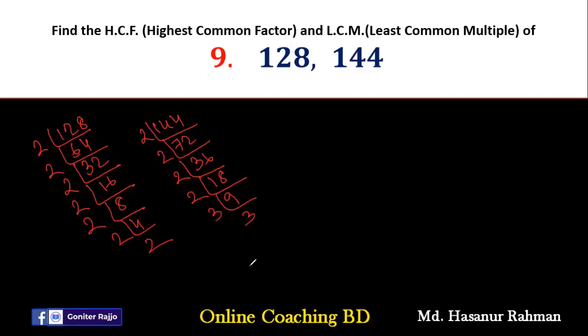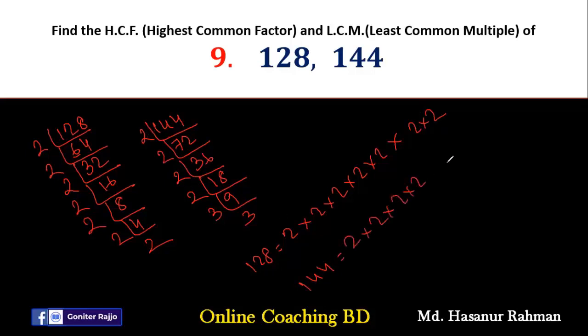Now, look at this. 128, we can write in this way. Here are 1, 2, 3, 4, 5, 6, 7 twos. So 2 multiplied by 2 multiplied by 2 multiplied by 2 multiplied by 2 multiplied by 2 multiplied by 2. Look at this, 1, 2, 3, 4, 5, 6, 7. And now 144. So here are four 2s and two 3s: 2 multiplied by 2 multiplied by 2 multiplied by 2 multiplied by 3 multiplied by 3.